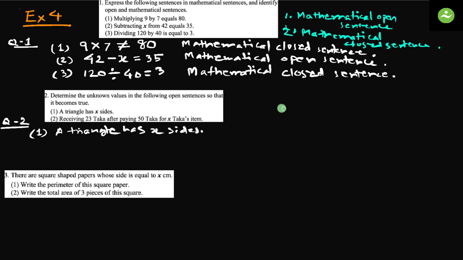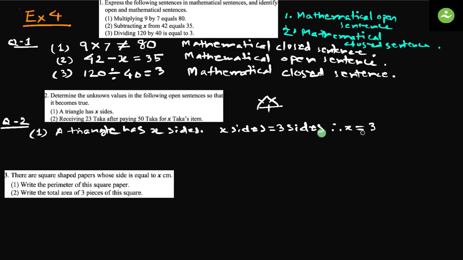A triangle has x sides. What does this mean? We know a triangle. This is a triangle. And how many sides does it have? 1, 2, 3. So can we now write x sides equals to 3 sides? Yes, we can write x sides equals to 3 sides. Now we have to determine the unknown value, the value of x. What is the value of x? Therefore x equals to 3. So x equals to 3.